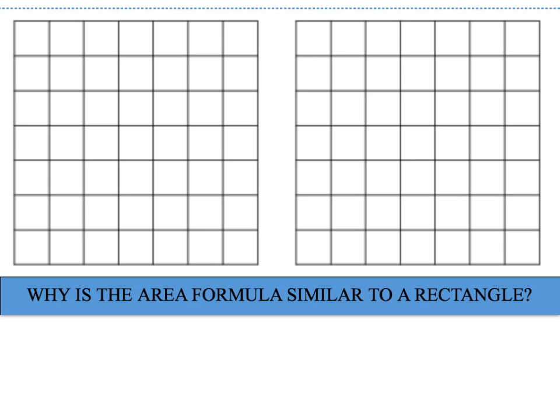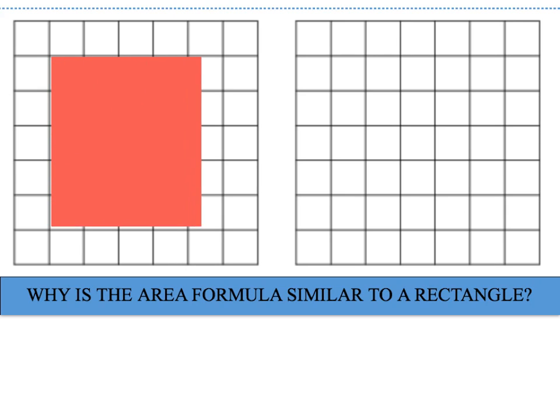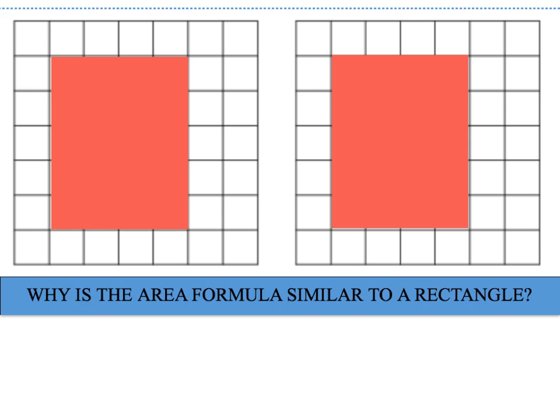Let's take a look at this. In one of these grids, let's go ahead and draw a rectangle like this. And in the second grid, let's go ahead and draw the same exact rectangle again. So we know from a previous lesson that the area of a rectangle is the base times the height. Now if you look at the second grid, we can take that same exact rectangle, but let's go ahead and cut it in half. Notice we now have two triangles.